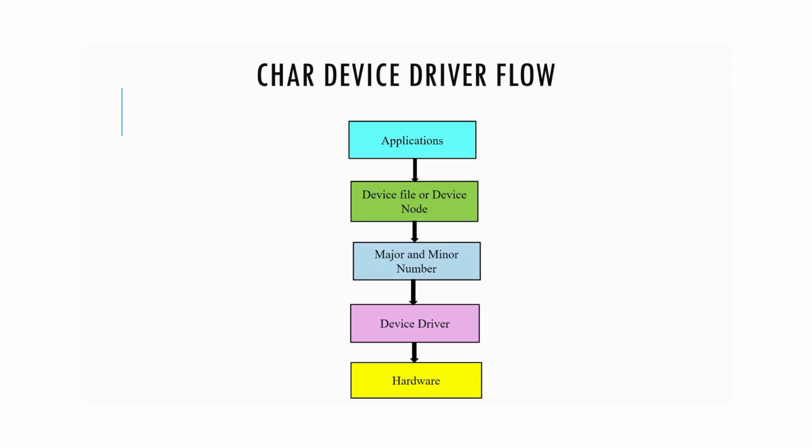Let's see the basic character device driver flow, how the flow happens from application to hardware. We have applications in user space that interact with the device nodes or device files, which are tied to the major number and minor number, then the device driver, and that goes to the hardware. In user space we create the device files or device nodes. The major number binds the driver with the device, and the minor number is used by the kernel to identify which driver is referred to and will be used.